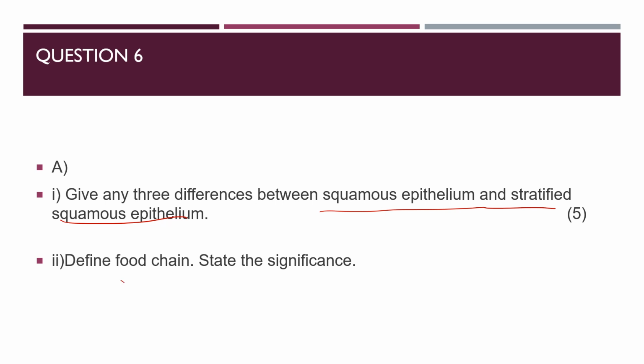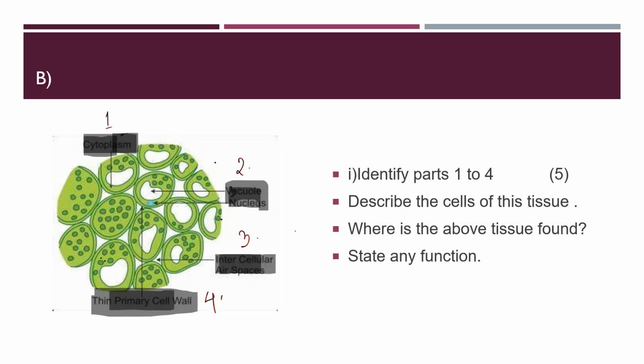Now define food chain and state the significance of food chain. Next one, here I have given a diagram. So you should identify the parts 1 to 4. So 1, 2, 3, 4.